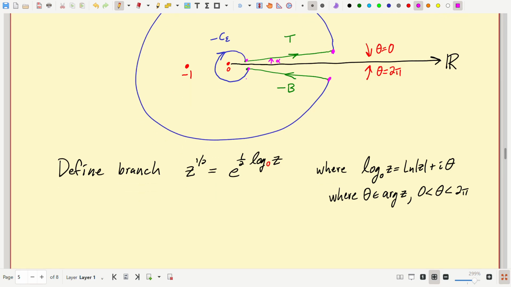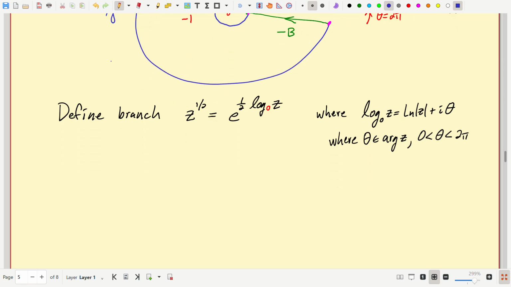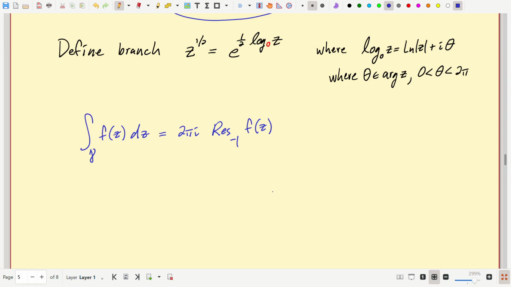So now in this context, let's call this whole curve gamma. Then the integral around gamma of my f of z dz is going to be 2 pi i times the residue at minus 1 of my f of z. There's only one spot where it has a simple pole. And that's an easy thing to calculate.